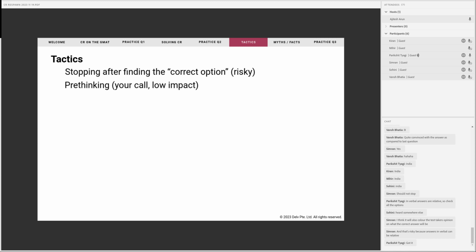Yeah. Exactly. This is what it means to be a good test taker. You don't just accept what someone's telling you, even if that someone is me.